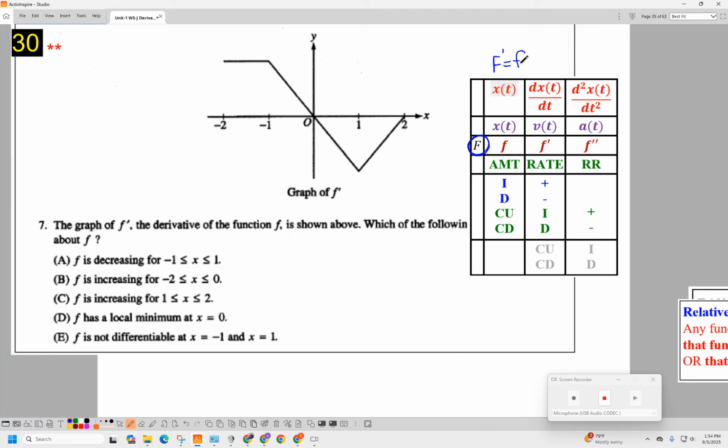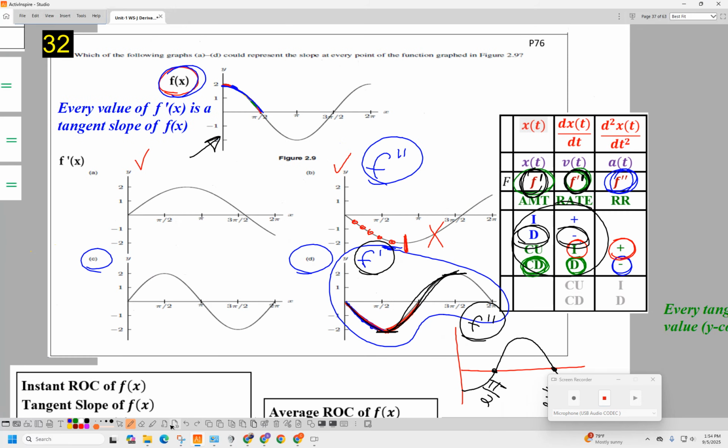Okay. Can we look at more problems that go straight from F to F double prime? Find one for me, Caden. 26, 27? Stop the video.